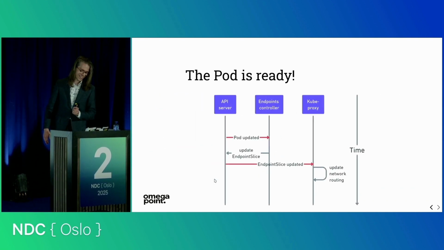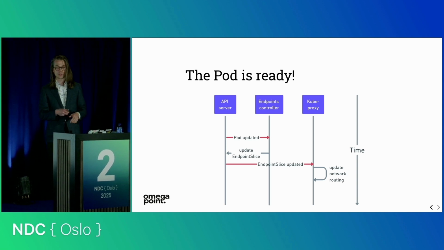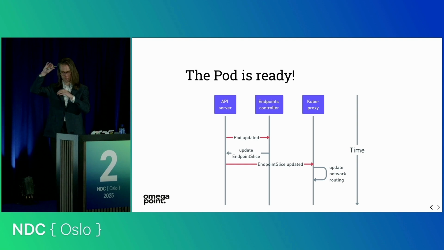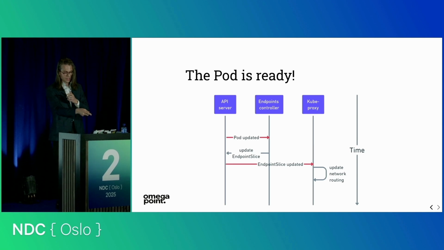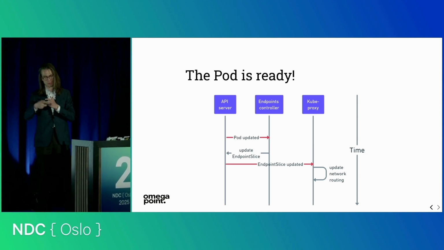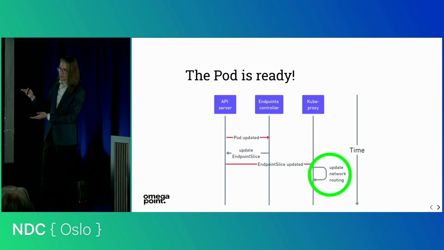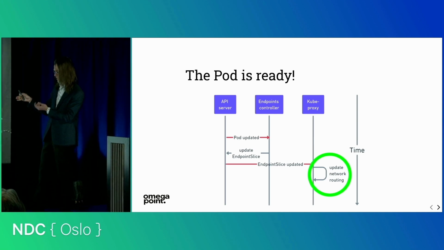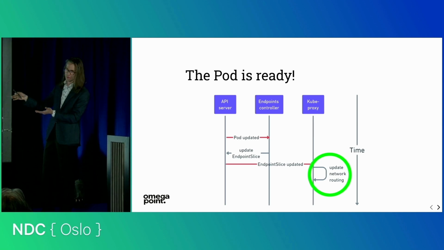And then the ready pod is picked up by the endpoints controller, who updates the slice with this IP based on these labels that I talked about. And then that is picked up again by the kube proxy, who updates the actual routing. So the point is that the network update, the routing update, literally can't fail in this section because the pod needs to be ready to actually do the routing update.